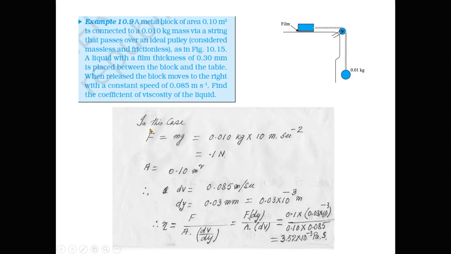Look at this. In this case, F is equal to mg. mg is equal to 0.010 kg into 10 meter per second square, which is equal to 0.1 Newton.